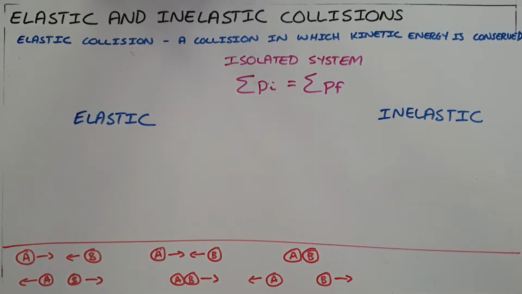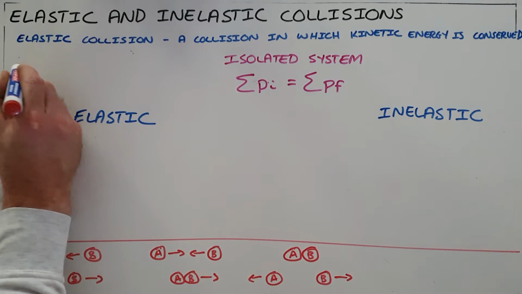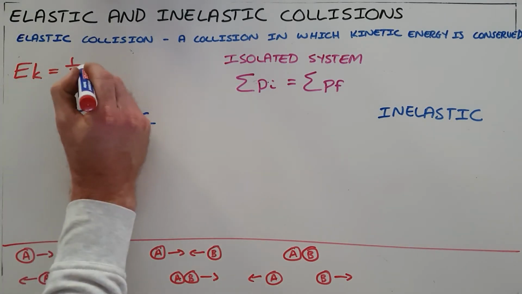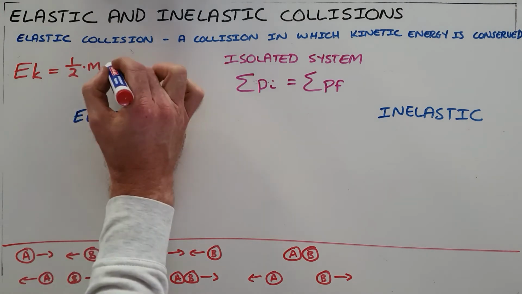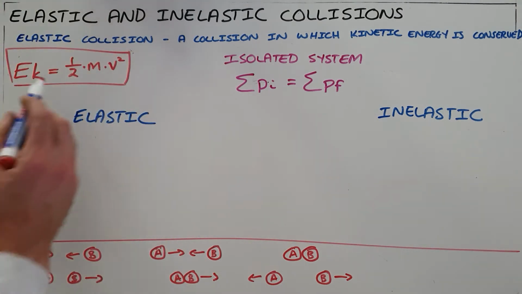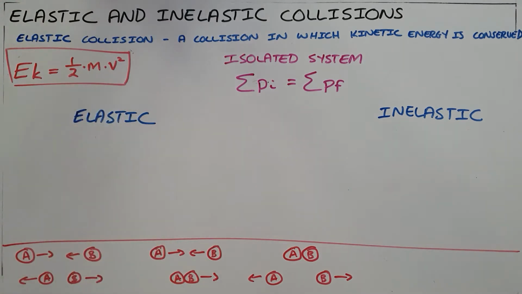Elastic and inelastic collisions refer specifically to the kinetic energy within a collision. We remember that kinetic energy has the symbol EK, and it is the energy of motion, or the energy that an object has as a result of its motion. And the formula is EK is equal to 1/2 multiplied by the mass multiplied by the velocity squared.